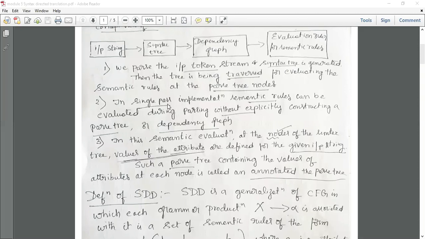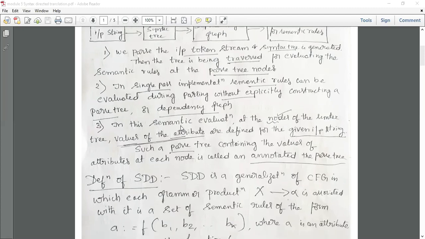So in single pass implementation, semantic rules can be evaluated during parsing without explicitly constructing a parse tree or dependency graph. We know in single pass, we already talked about single pass, and then pass one, pass two. So in single pass, there is no need to draw the parse tree and dependency graph explicitly. We need to understand the meaning.